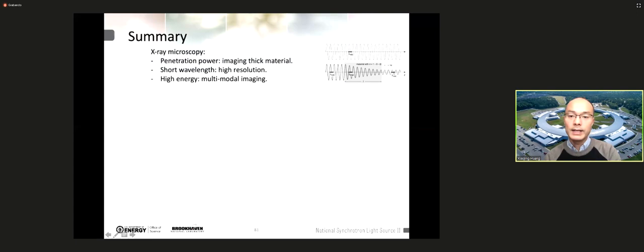Okay, to summarize, we showed the basic principles of using X-rays for visualization. Because X-rays have very powerful penetration capability, we can use X-rays to study thick materials. And because X-rays have a relatively short wavelength, it's possible to use X-rays to achieve high resolution. And because X-ray photons have relatively high energy, they can trigger different reactions within the sample, and the product from each reaction can be used for imaging, which makes multimodal imaging possible.